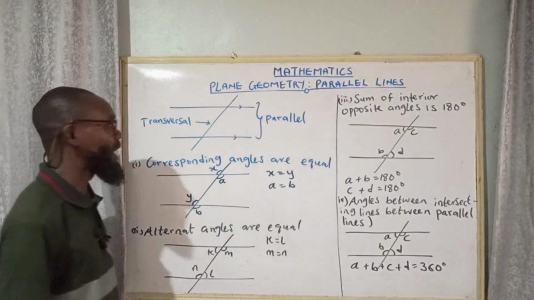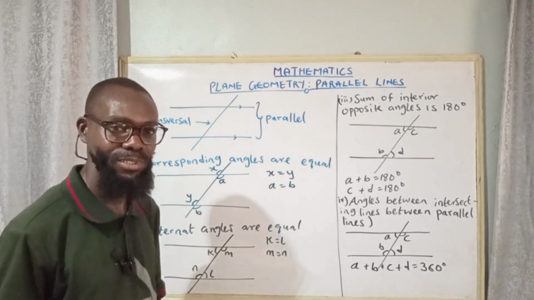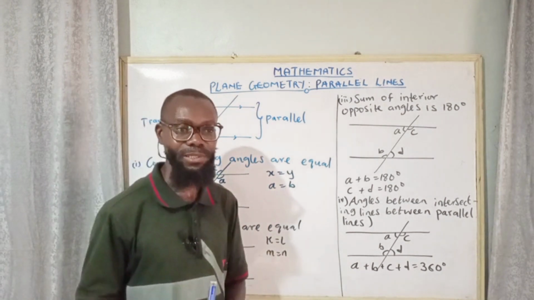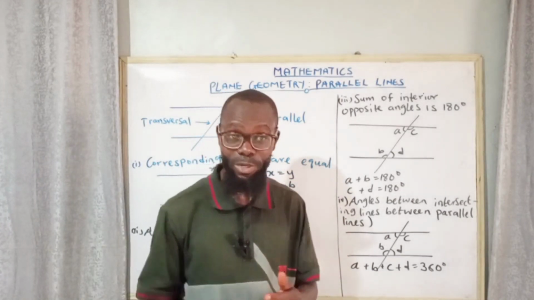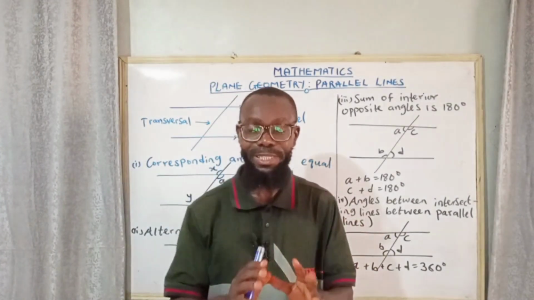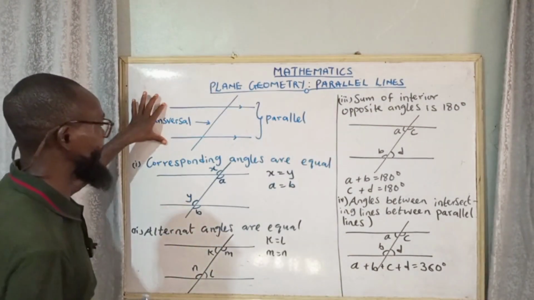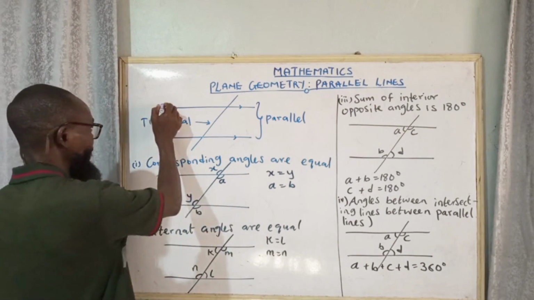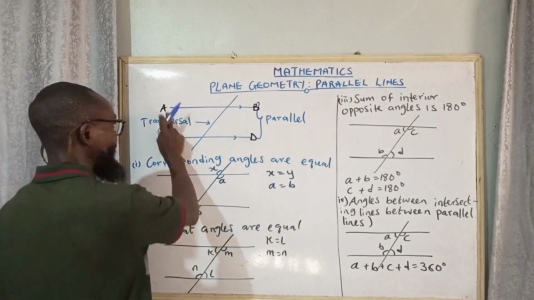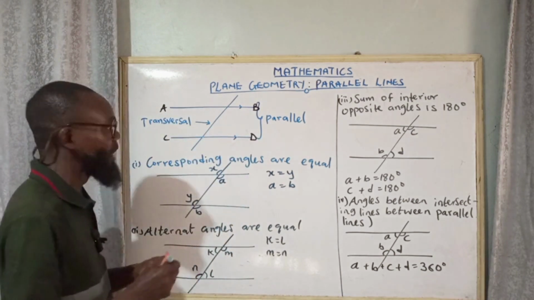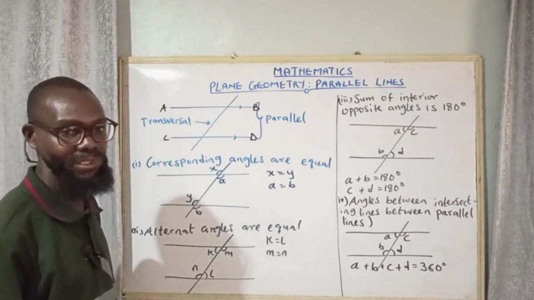Now, what are parallel lines? Parallel lines are lines that can never meet. When producing them forward in a progressive way, they will never meet. They are called parallel lines. Now, the two lines here, let's say this is A, this is B, C and D. Line AB and line CD, when you continue producing them forward, they will never meet. They are called parallel lines.